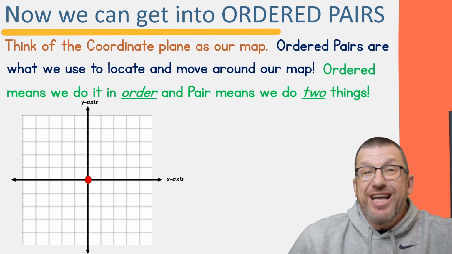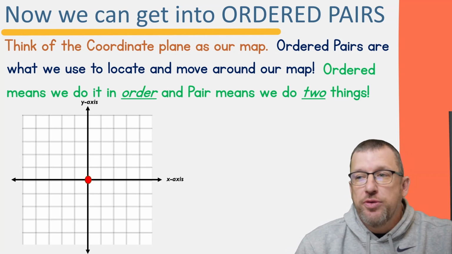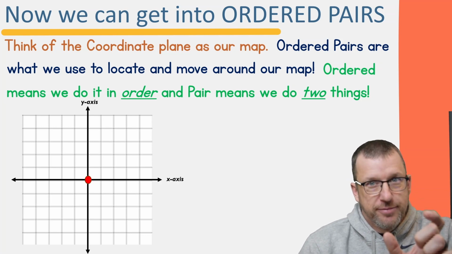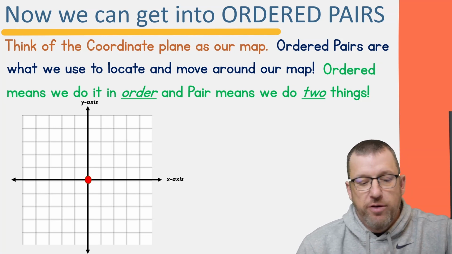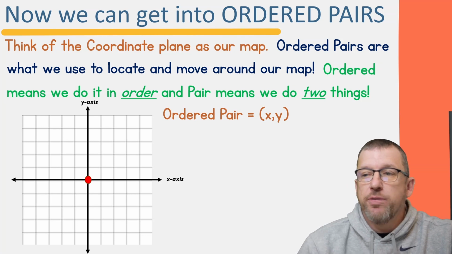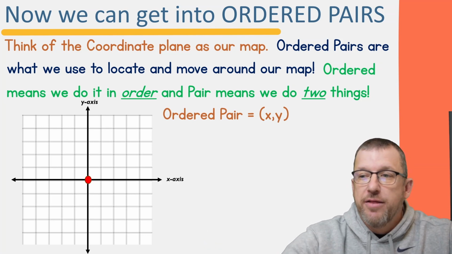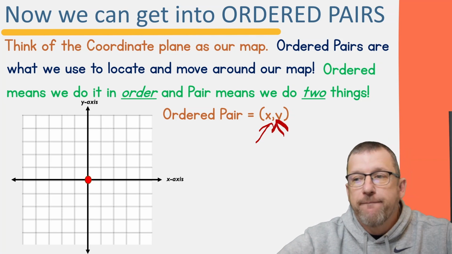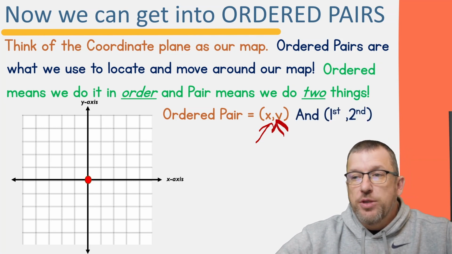Ordered means we do it in order. Pair means there are two things. Ordered, do it in order, sequence. Pairs means there's two of them. We do them in order. All right, so an ordered pair always looks like this: x, then y. So the first thing we're doing is the x. The second thing we're doing is a y. Okay? That's the order. Two things, and we do it in order, x, then y.